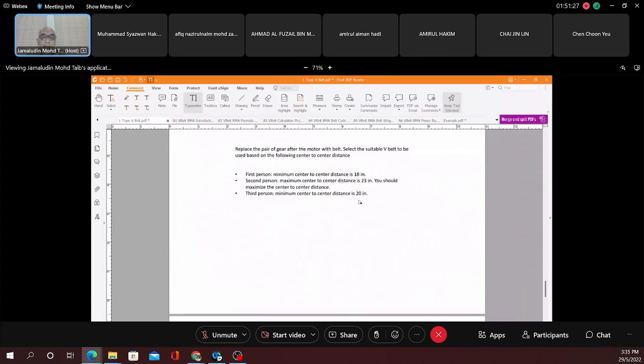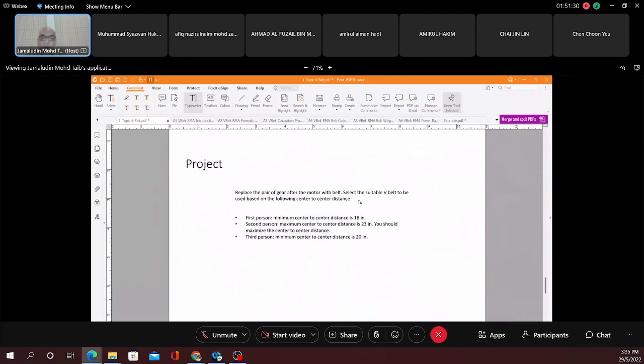For the project, remember your projects, right? You have 3% or 2%. You can choose this one: replace the first pair of gear. That is the highest speed, meaning the first pair from the motor. Did I mention to you, when you have a smaller gear, where is the problem? Maybe you can use a belt. First pair for sure, because the RPM is going to be very high.